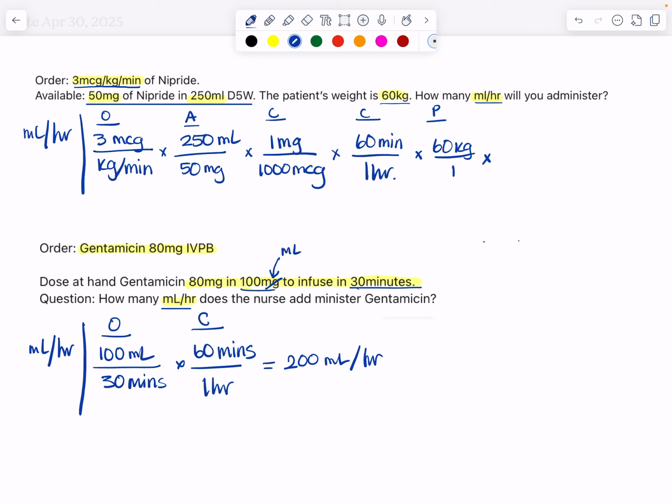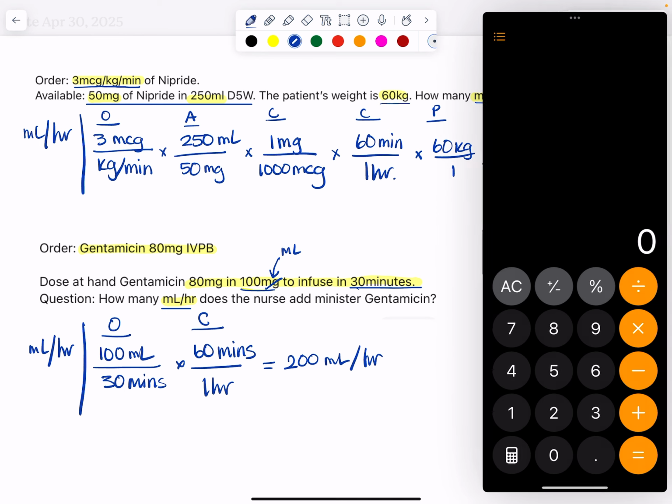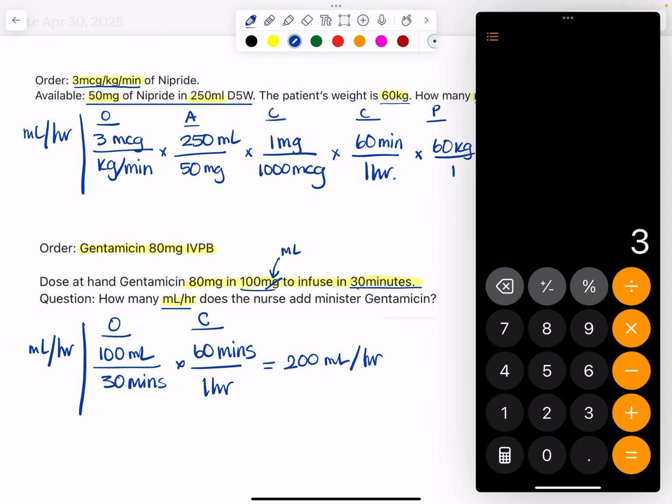So we are going to multiply 3 micrograms times 250 times 1 times 60 times 60. And then we're going to divide that by the bottom. So 50 divided by 1,000 divided by 1 divided by 1 equals 54.